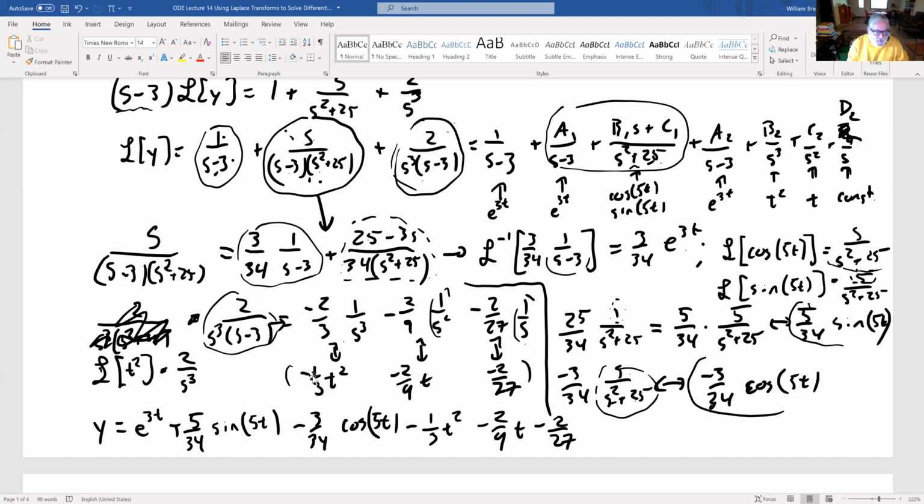Oh, and I forgot, I need this too, which is the 3 over 34 e to the 3t. And then I should also have an s minus 3 term that comes from here, which I've got. It's 2 over 27.